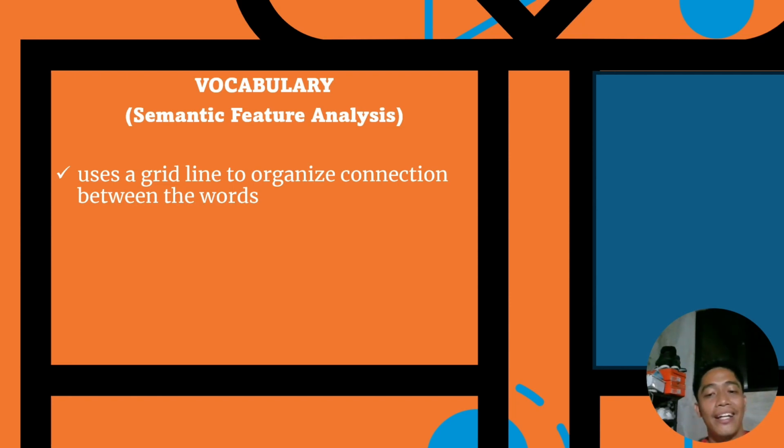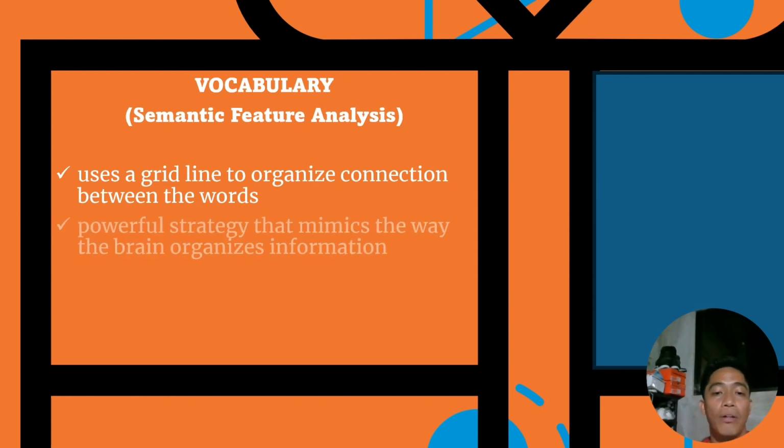The grid line is based on a subject or concept. In this strategy, discussion is the key element. We have to encourage our students or learners to talk about how they decided whether a certain feature applies to a word.